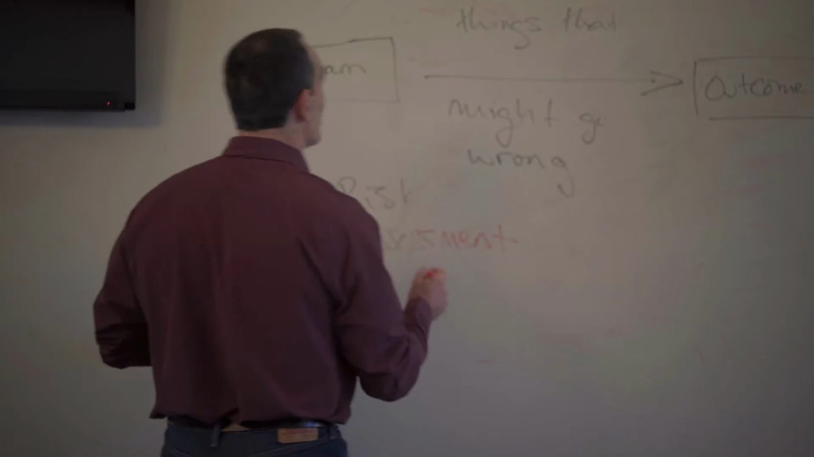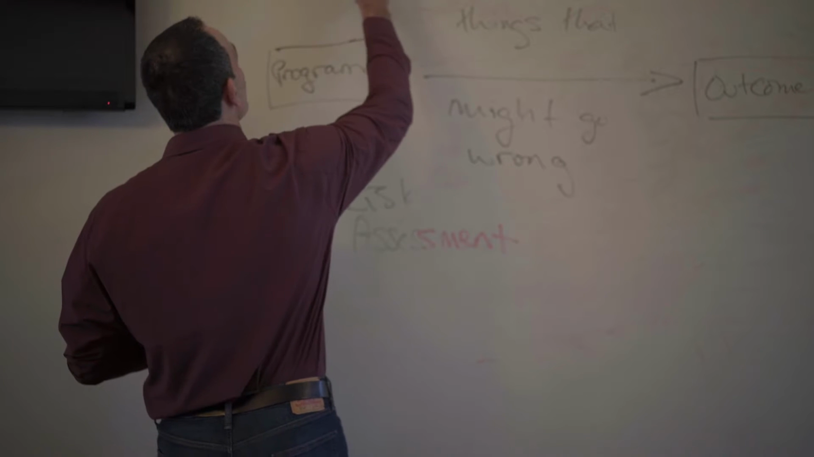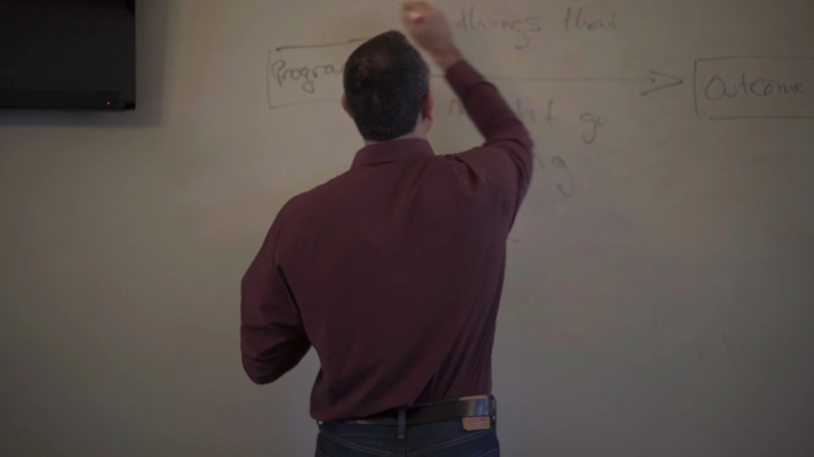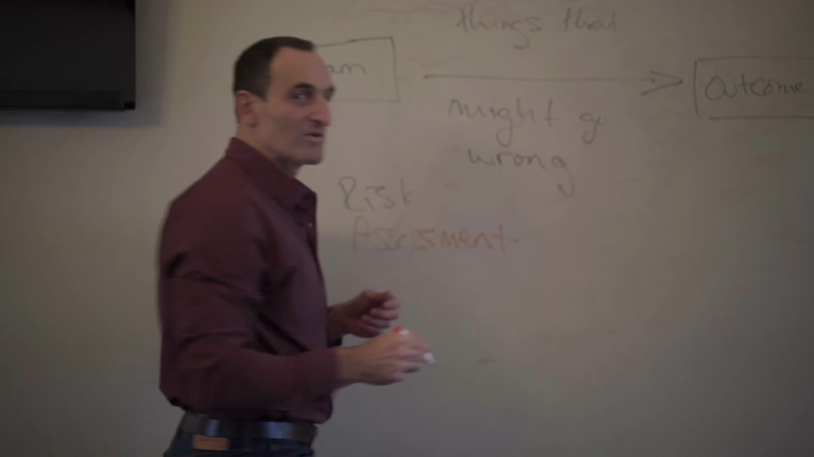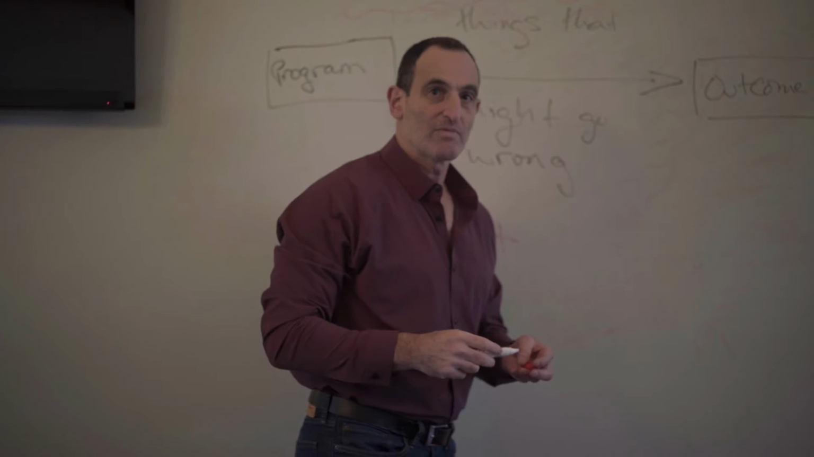How do we break a program down such that we can say, okay, well, if our program is structured in this way, it means that we are making these assumptions, and these assumptions could be faulty. So what do we have to do to try to cover ourselves in case our assumptions are wrong? So that's what risk assessment is all about.